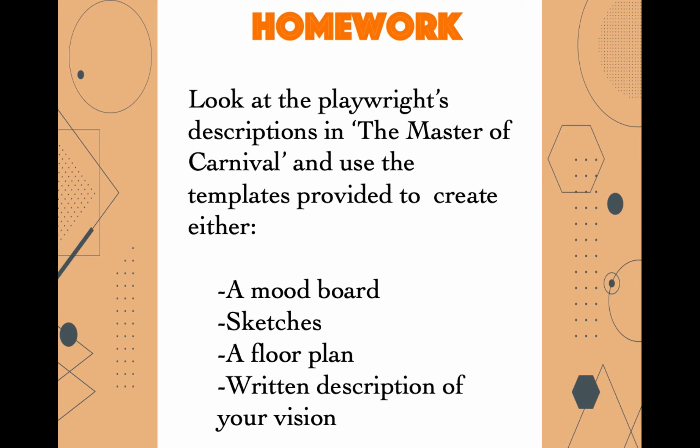So yeah. So as I said, I've made a document with the playwright's descriptions of the set in the Master of Carnival. So you can use that. Just at least check it out. If not, just use your own ideas of what you see Del Pino's house looking like. You're either going to do a mood board, you're going to do sketches, so those could be thumbnail sketches or actual renderings, a floor plan, or a written description of your vision, or you can do a combination of any of these.